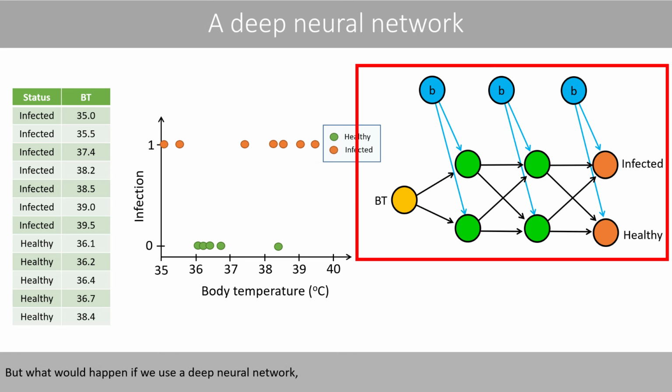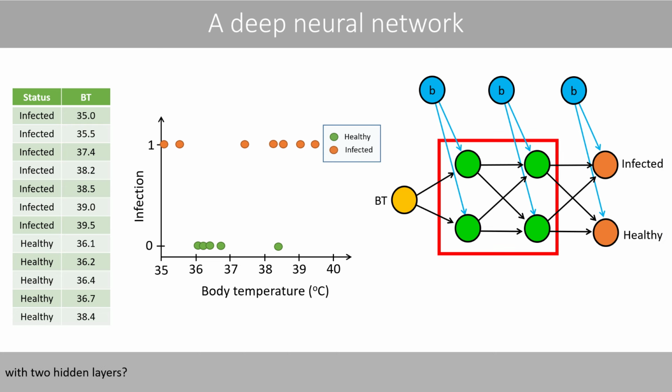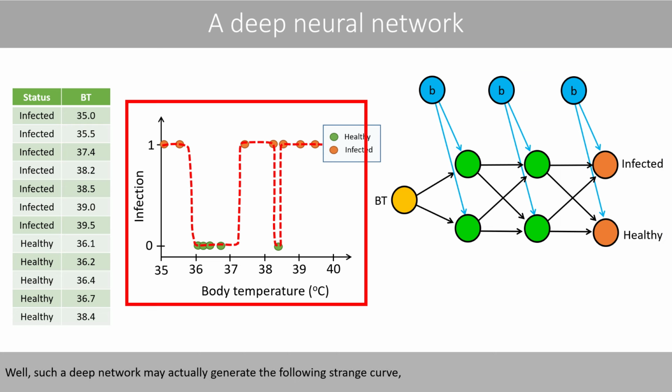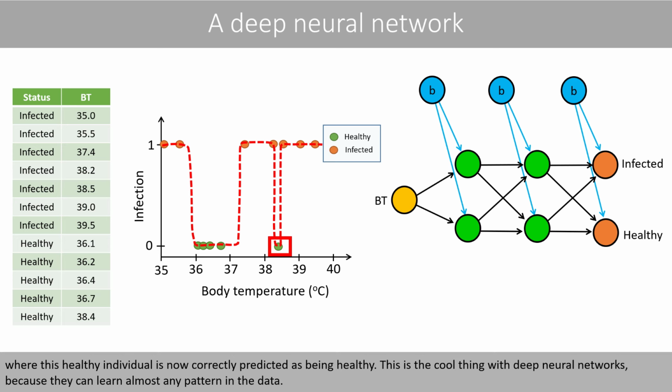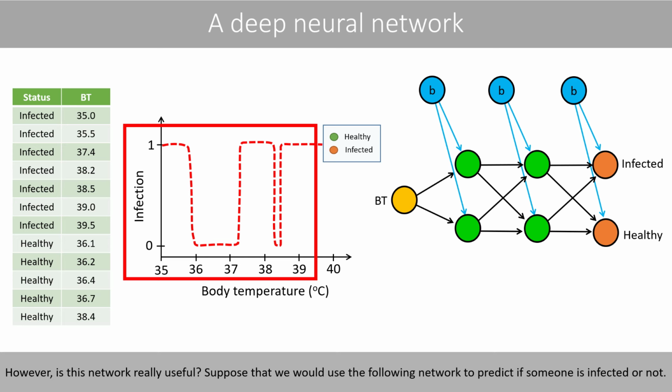But what would happen if we instead use a deep neural network with two hidden layers? Well, such a deep network may actually generate the following strange curve, where this healthy individual is now correctly predicted as being healthy. This is the cool thing with deep neural networks, because they can learn almost any pattern in the data. However, is this network really useful?